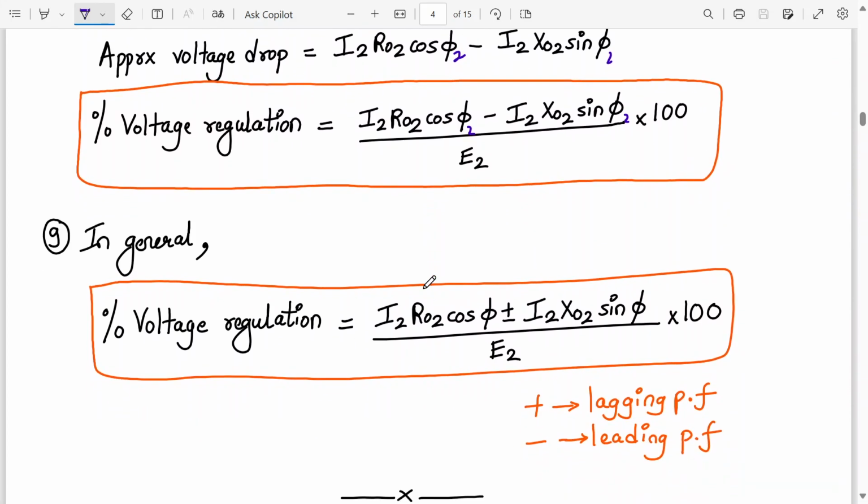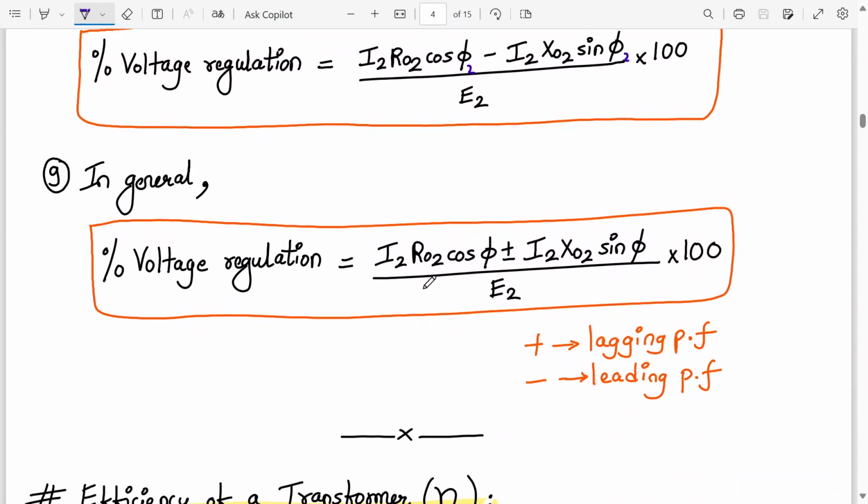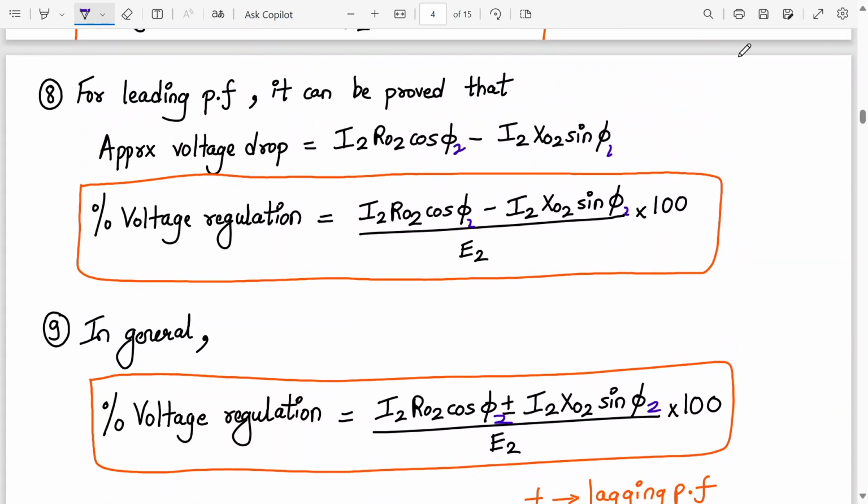So in general, the voltage regulation is given by I2 RO2 cos phi 2 plus or minus I2 XO2 sin phi 2, divided by E2, into 100, where the plus sign is for lagging power factor and the minus sign is for leading power factor. I hope you are following this modified formula for the approximate voltage regulation. Yes or no?